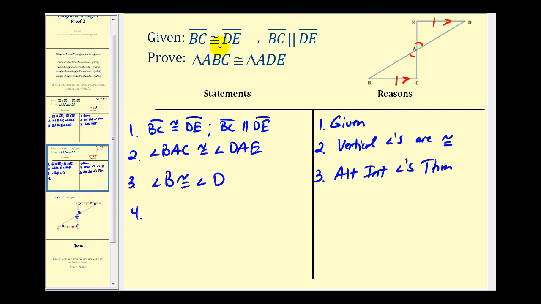And now we can state the two triangles are congruent. Triangle ABC is congruent to triangle ADE. But this time the reason is angle angle side postulate.